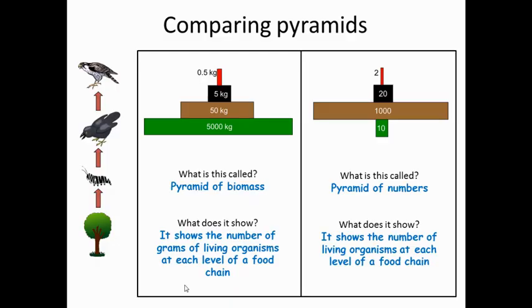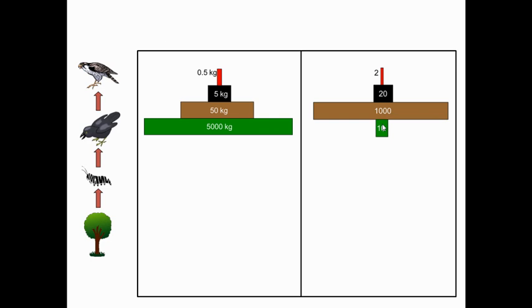If we have a look at this comparison, this is our pyramid of biomass here. You can see it's a pyramid of biomass because it's got the units there, the kilograms. That's showing that it is the number of grams of the living organisms at each level. And this is our pyramid of numbers. This is our pyramid of numbers. You can see that it's not got a regular pyramid shape because for our producer, there's only 10 of them. So it's a much smaller level. It shows the number of living organisms at each level of a food chain.